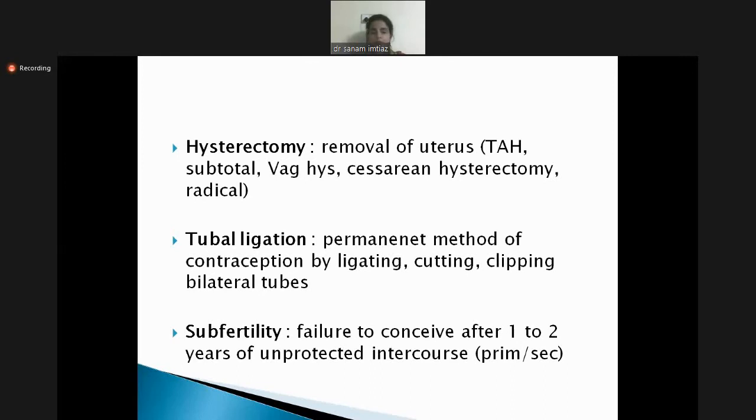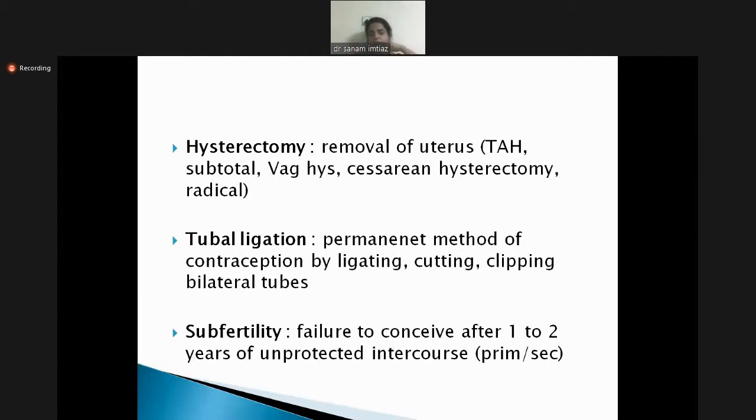Tubal ligation is basically removal of the tubes or ligating the tubes or applying clips to the tube for the purpose of contraception. It's a permanent method of contraception. Subfertility is when a couple, after unprotected intercourse, is unable to conceive for 1 year or 2 years, because certain guidelines say only 1 year is good enough, but certain guidelines say that 2 years is the criteria to fulfill subfertility or infertility.